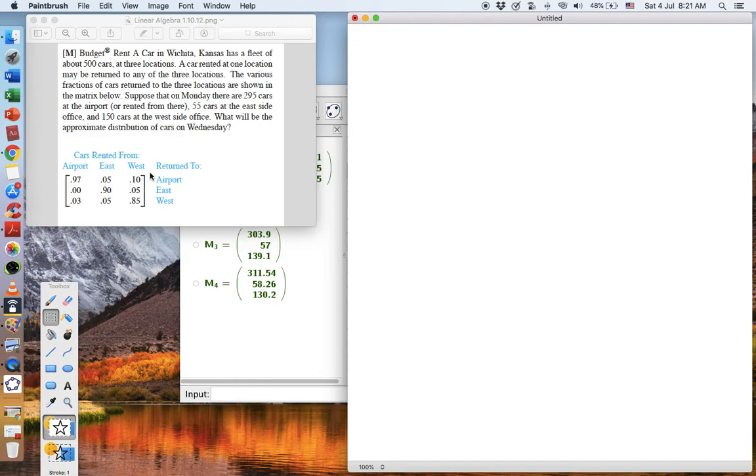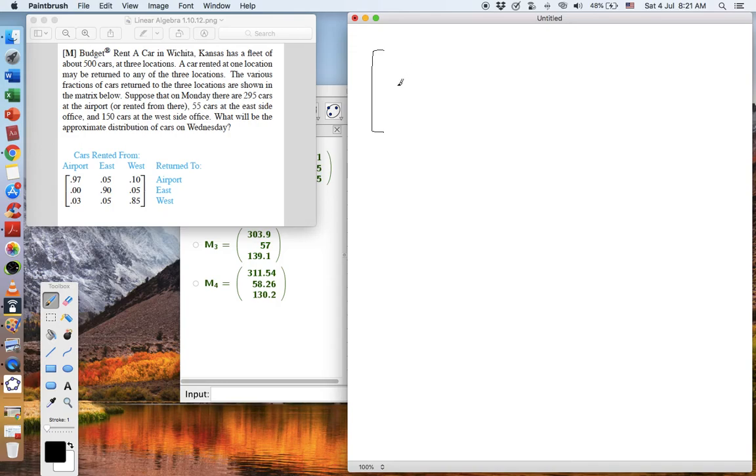What will be the approximate distribution of cars on Wednesday? And so every day we go through this same matrix, and when they're rented from the airport, there's a 97% chance that it'll be returned to the airport, and so on and so forth. There's 0% chance roughly that it'll be returned to the east, about 3% chance that it'll be returned to the west. So that's our first matrix. We're not even going to do row reduced echelon form here. We're just going to multiply these matrices.